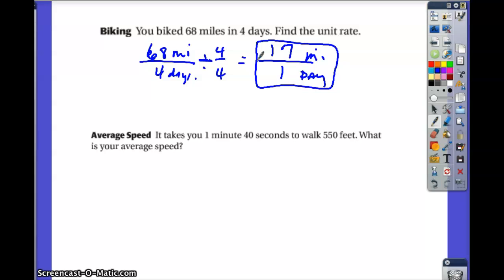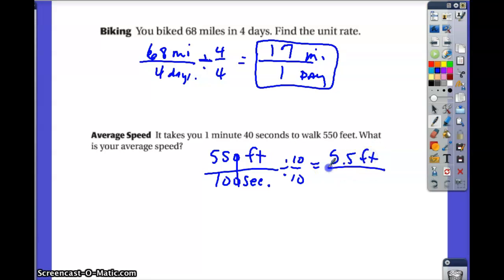Average speed: it takes you 1 minute 40 seconds to walk 550 feet. What is your average speed? Again, it's distance over time. So 550 feet over 1 minute and 40 seconds, converted to seconds is 60 plus 40, which is 100 seconds. So we divide both by 10, and you're going to get 5.5 feet per second is your average speed.